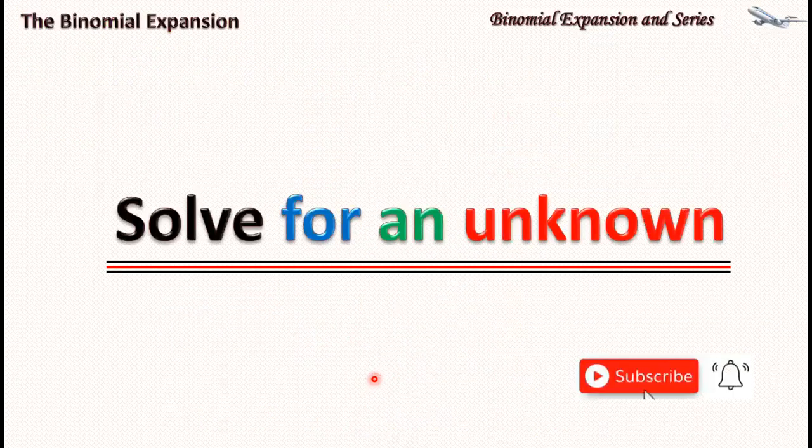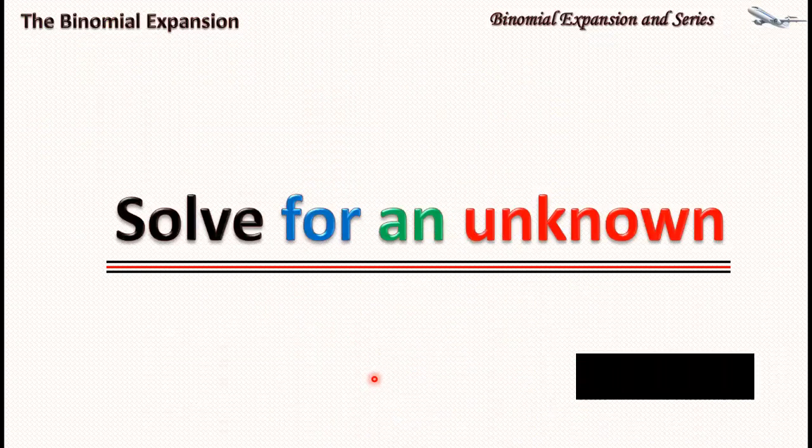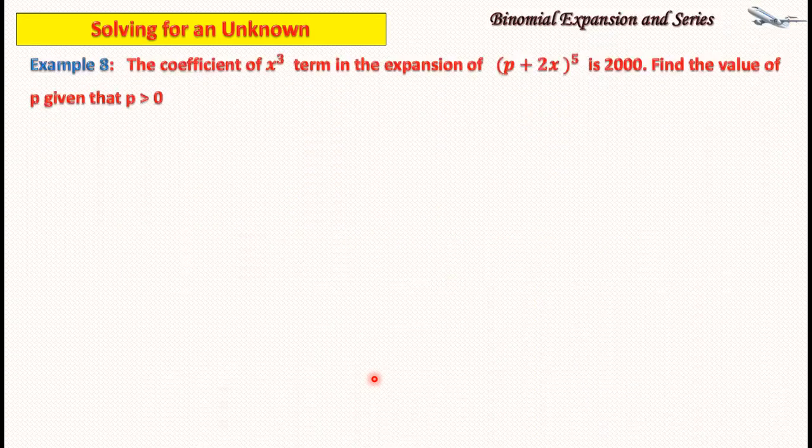Now, solving for an unknown. This is now a high level problem. So how do we solve for an unknown in a binomial? For example, the coefficient of x to the power 3 in the expansion of (p + 2x) to the power 5 is 2000. Find the value of p given that p is greater than 0.